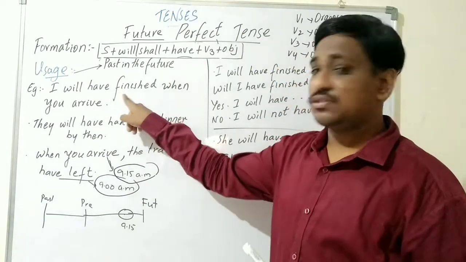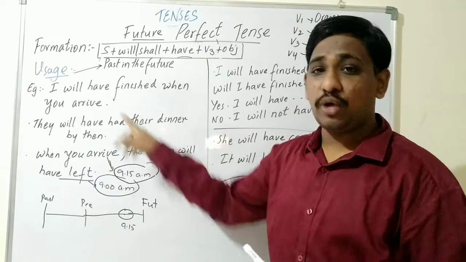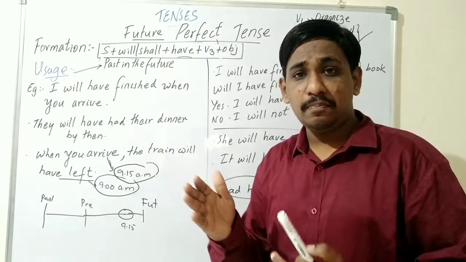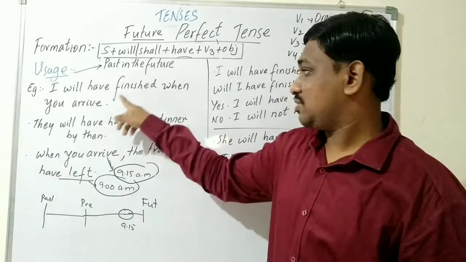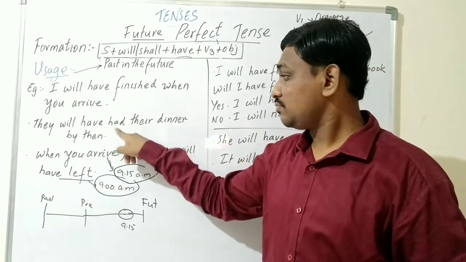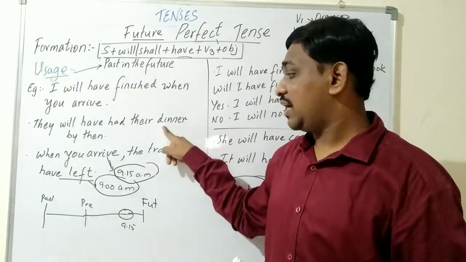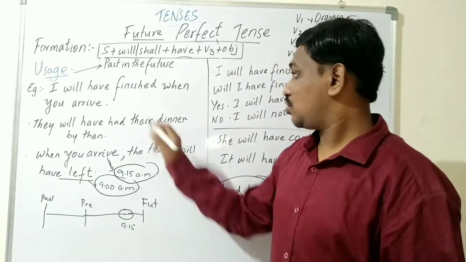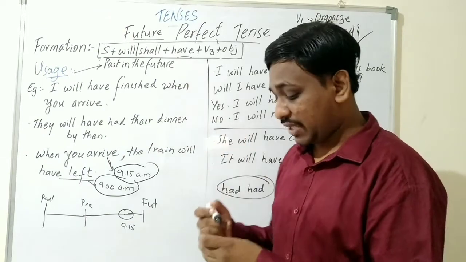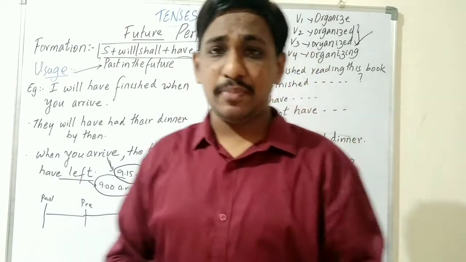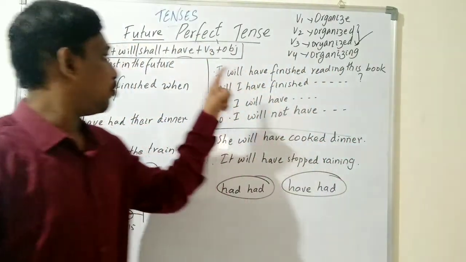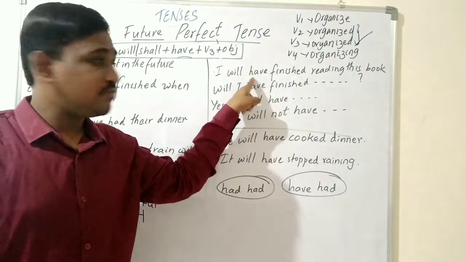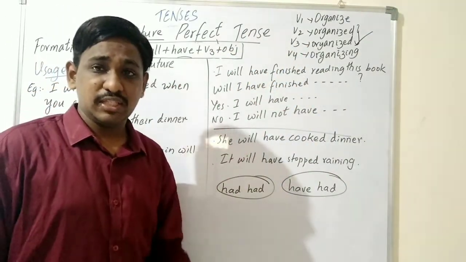So some more examples. I will have finished when you arrive. You're telling about again future. By the time you come, I will have completed it. I will have finished. They will have had their dinner by then. They will have completed their dinner by then. So I will explain about this had also in the next. So let us see some examples. So we have said V3. I will have finished reading this book.